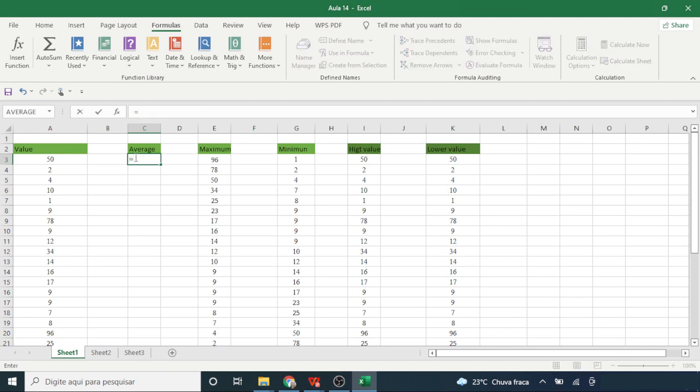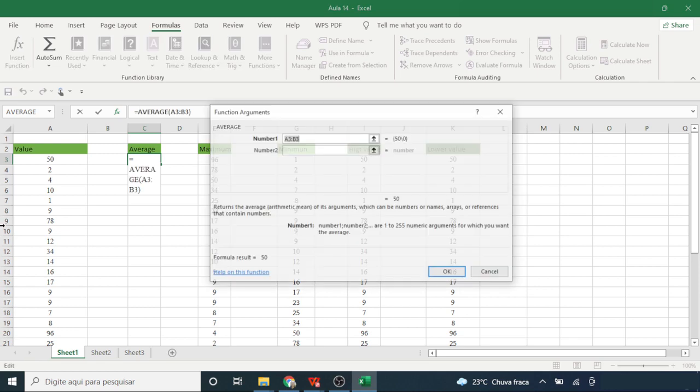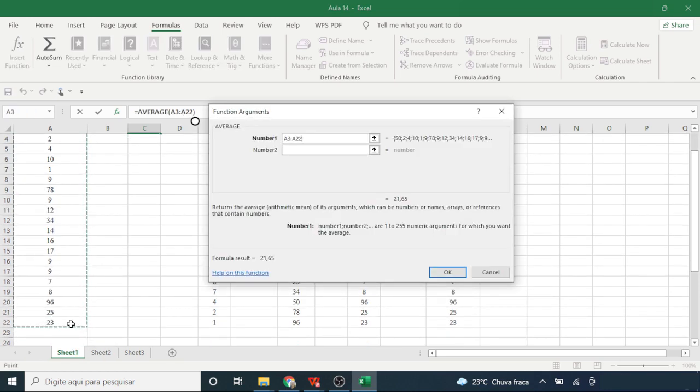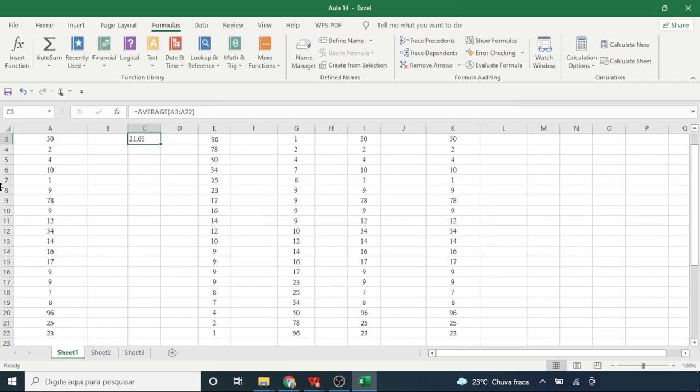Example. Equals average, A3:A22, calculates the average of cell values in the range A3 to A22, thus, we shall have the average of these values.